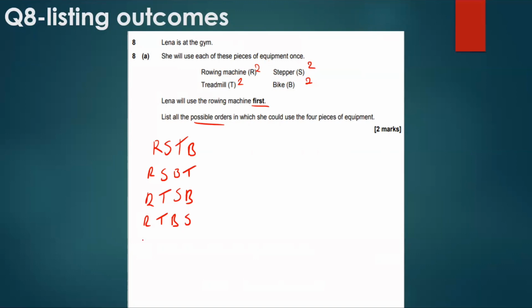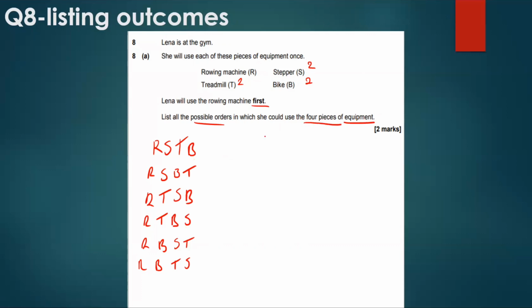So then I'm going to do rowing machine, and then I'm going to do bike. Rowing machine, bike, stepper, treadmill. Rowing machine, bike, treadmill, stepper. So I've listed all of the possible outcomes that could happen after rowing machine first. So you can see 2 + 2 is 4, + 2 is 6. So I should have 6. 1, 2, 3, 4, 5, 6. So I've got 6 there. So these are all the possible orders in which you could use the 4 pieces of equipment.